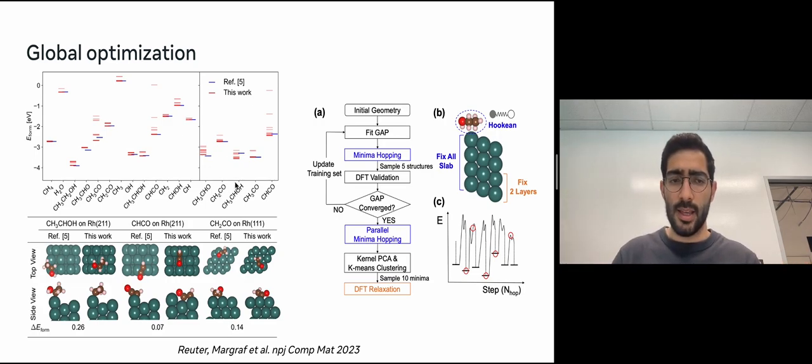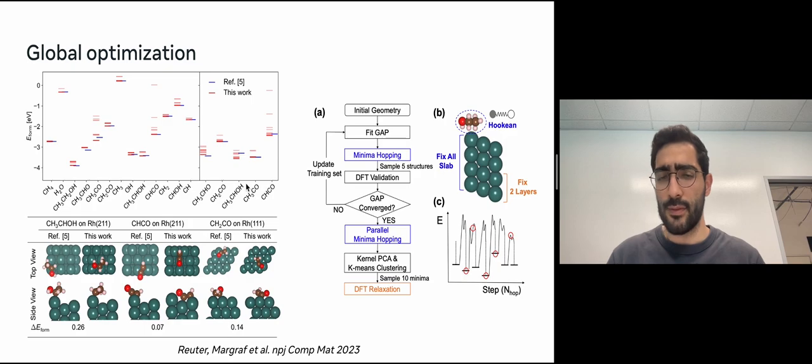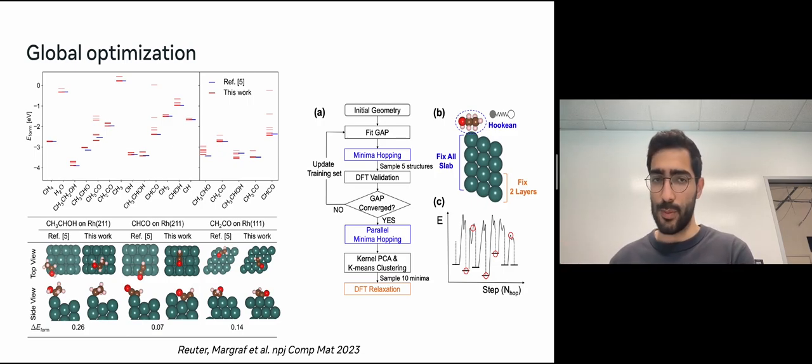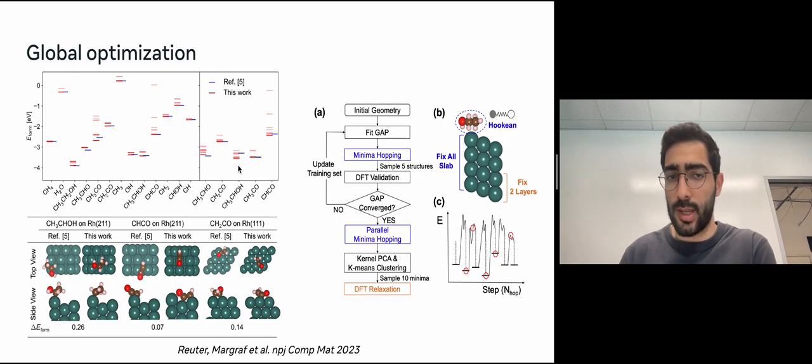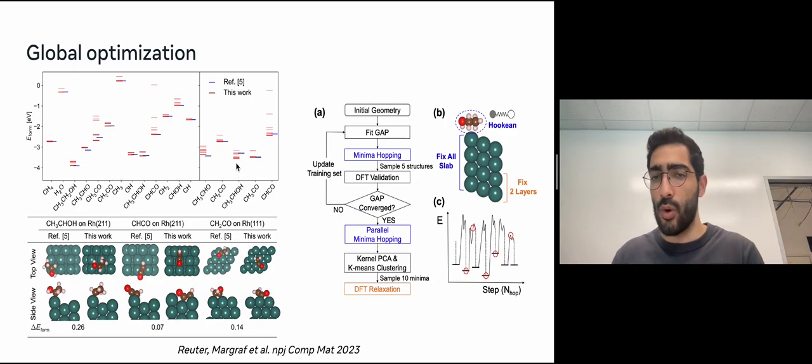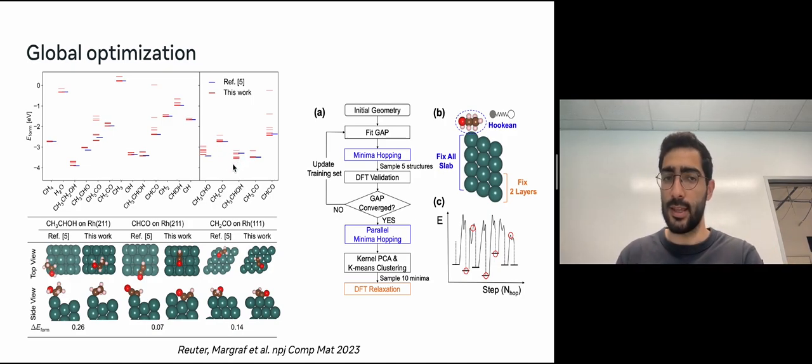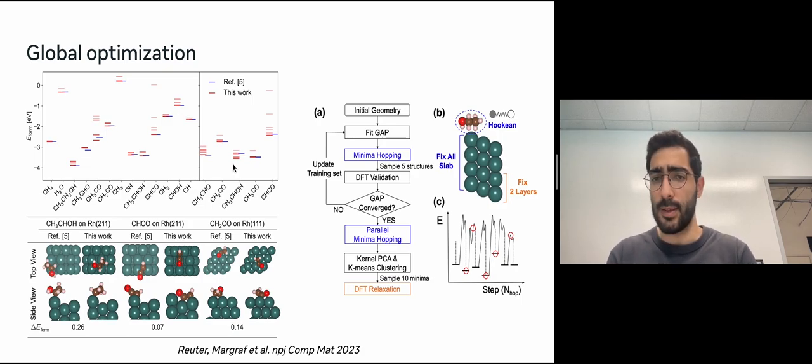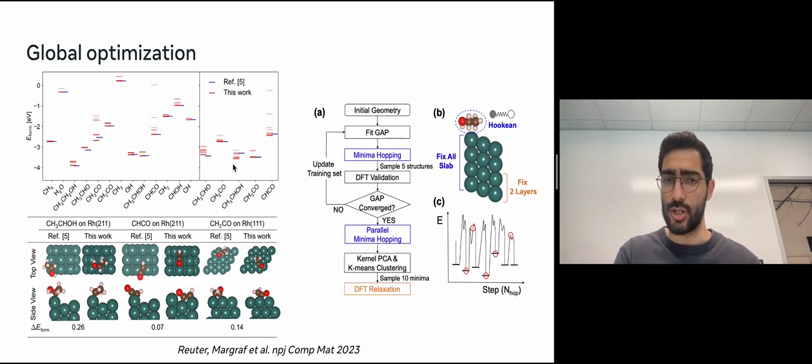The work of Reuter, shown here on the left-hand side, quite recently used a global optimization strategy where they outperform a lot of existing work from the literature that did a brute force approach. So their work here in red versus the work they were comparing against in blue, you can see that they're finding better minima than what was found in the literature at the time.